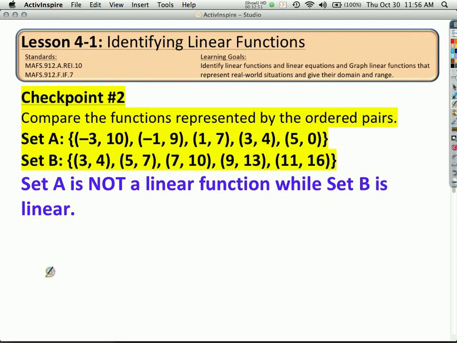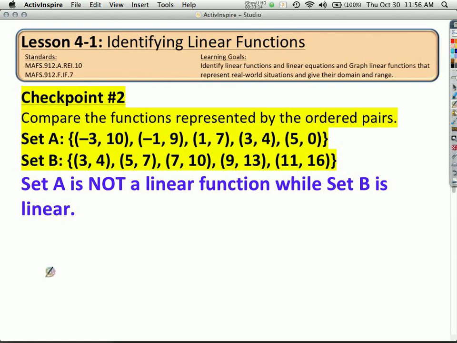Set A is not linear, set B is linear, and then you went further, Amir, and you said that set A forms a parabola. Is that true? Let me see. There's 1, 2, 3. I'm not sure if it does, but I'll check it. Okay? I'm not sure. All right?